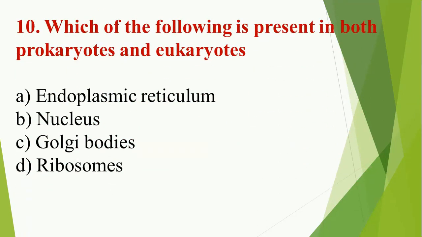Question number 10. Which of the following is present in both prokaryotes and eukaryotes? Prokaryotes are unicellular, eukaryotes are multicellular. So prokaryotes do not have endoplasmic reticulum, they don't have a nucleus, they don't have Golgi bodies because these are organelles, and prokaryotes by itself says no nucleus or a primitive nucleus, like DNA is naked with a nucleoid. So of course, but prokaryotes do have ribosomes. So the answer for this question is option D. Both prokaryotes and eukaryotes have ribosomes.